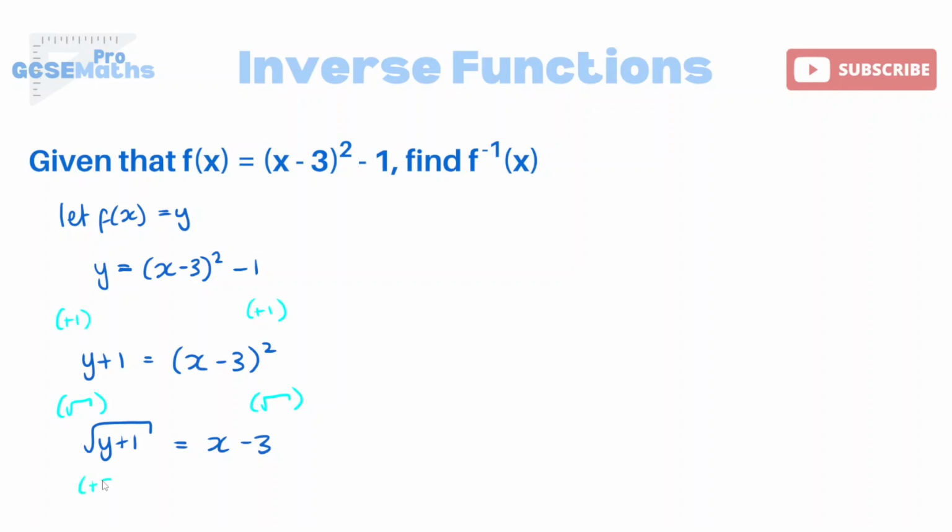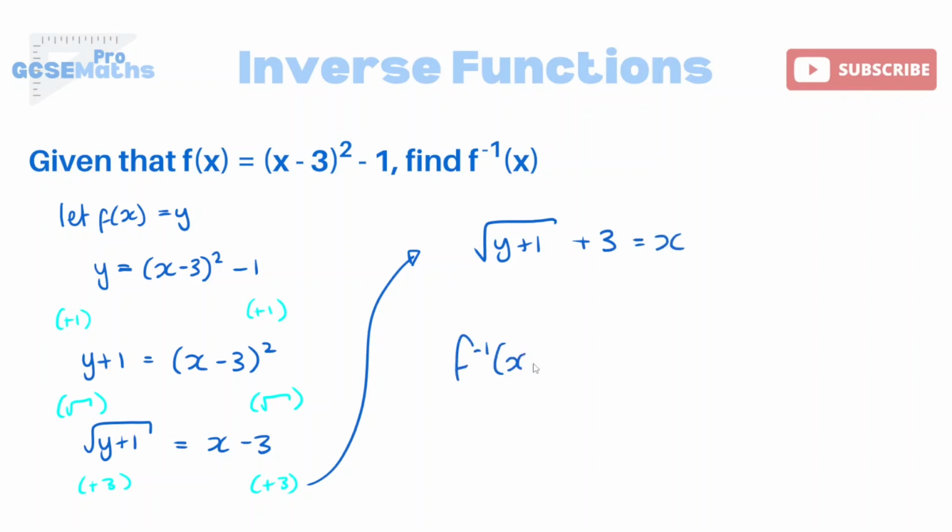And the last thing we need to do is add the 3, isn't it, to both sides. So we've got the square root of y plus 1, and then separately on the outside, plus 3 equals x. And finally just swap it back. So we've got f inverse of x equals, where it says y, we're going to put x, so the square root of x plus 1, and then separately plus 3. It's literally that. We're just changing the subject, basically.